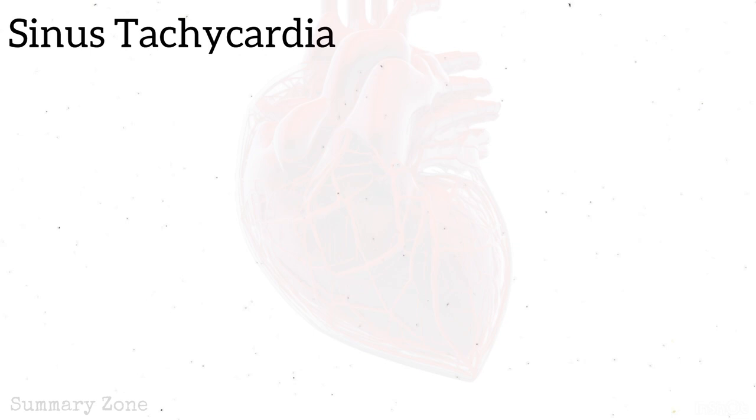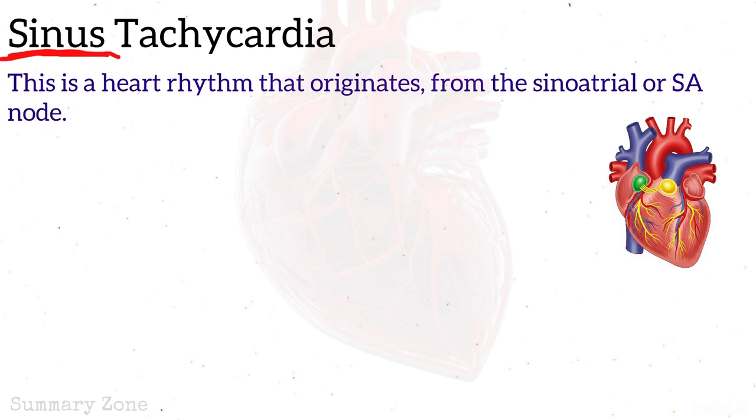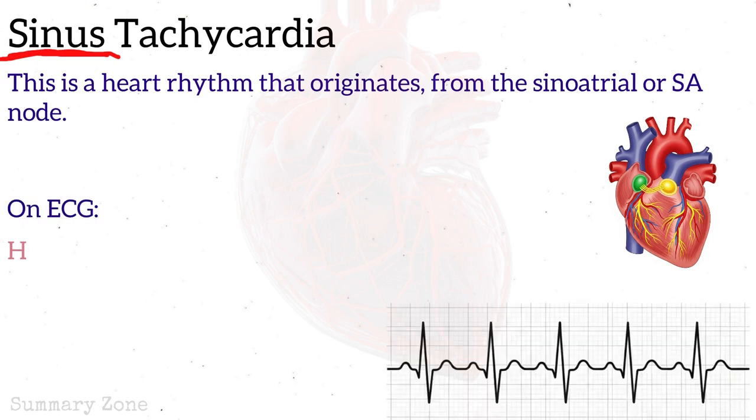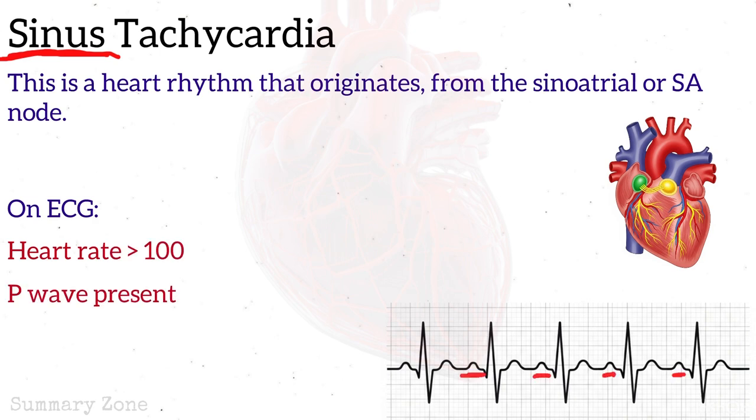First up is sinus tachycardia. This is a heart rhythm that originates, as the name suggests, from the sinoatrial or SA node. On an ECG, you'll see a heart rate greater than 100 beats per minute in an adult, but crucially, it maintains a normal P wave before every QRS complex, and the rhythm is regular.